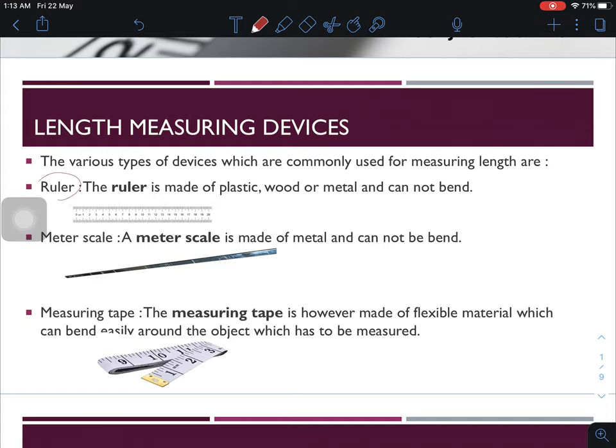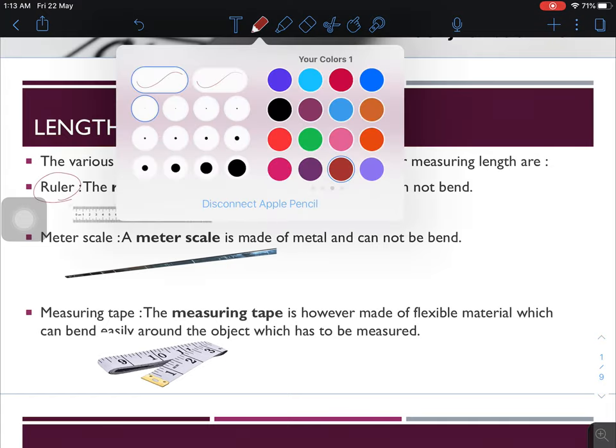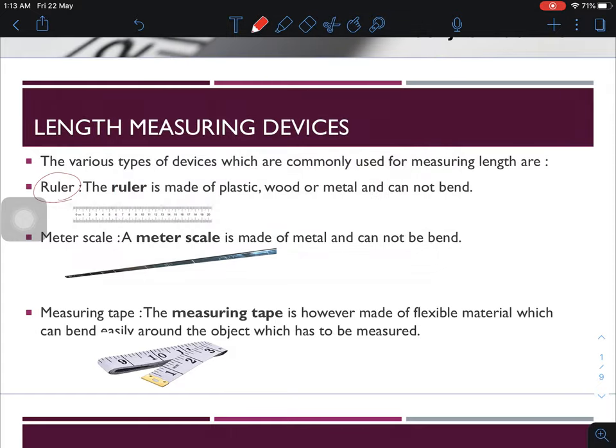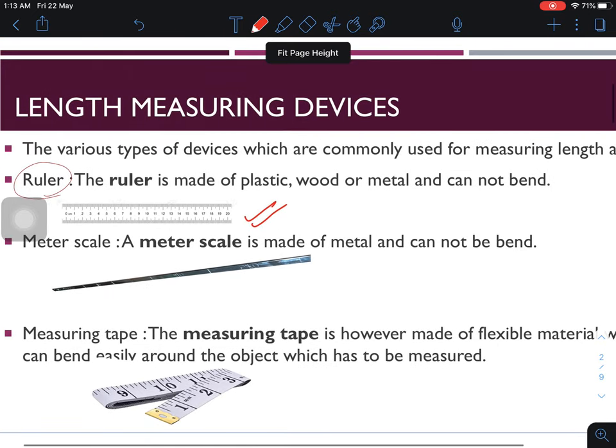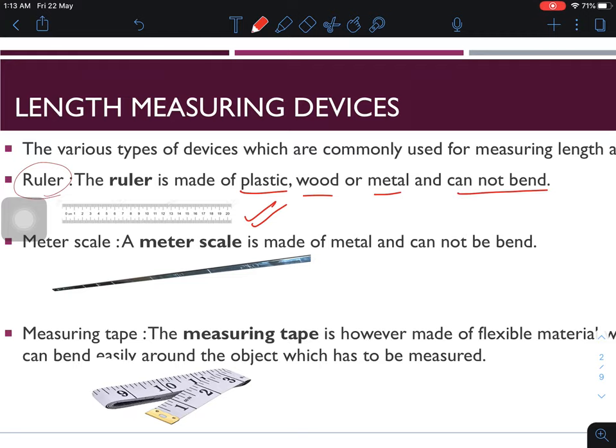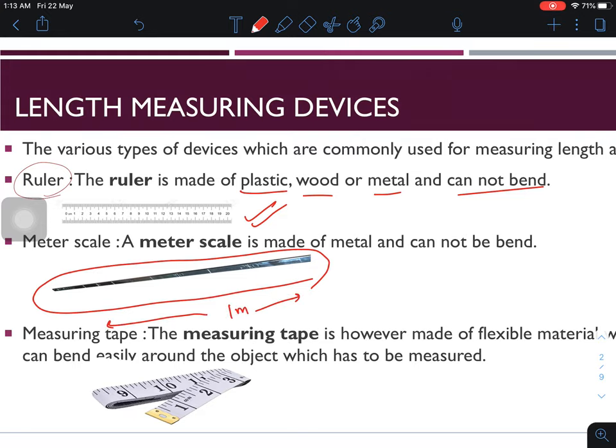The ruler or the scale that you use in your daily life. So this is how your scale looks, or ruler. It is usually made out of hard material like plastic, wood, metal, and it cannot bend. Then this is a meter scale. The length is 1 meter. It is also made of metal and it cannot bend. This is also hard.